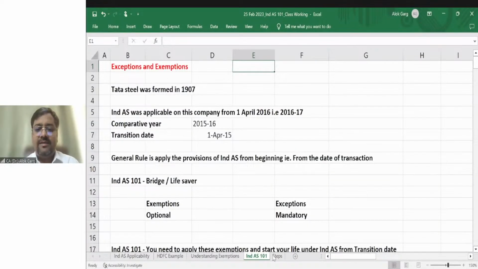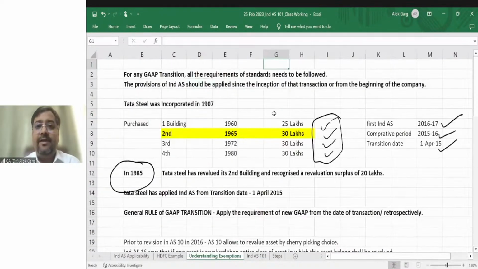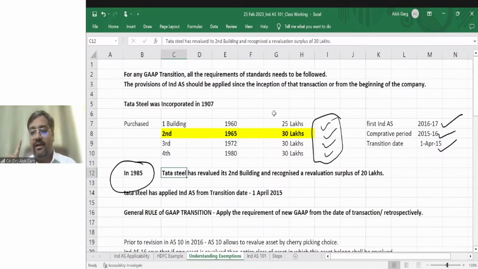And you remember last time we discussed why this is required, with one example of Tata Steel Limited. Tata Steel was incorporated in 1907, and they purchased 4 buildings in the last 100 years, starting from 1960 to 1980. And in 1985, they revalued 1 building, and it was allowed at that point of time as per accounting standard. But now they have moved to Ind AS from the financial year 16-17, comparative 15-16, transition date 1st April 15.